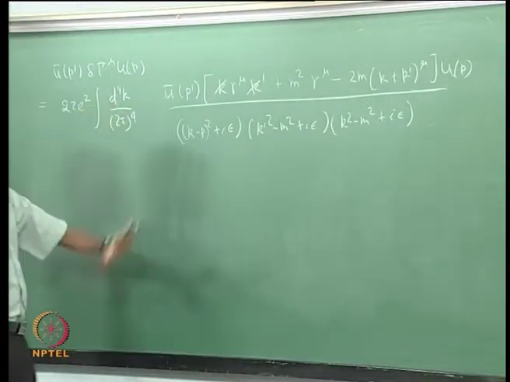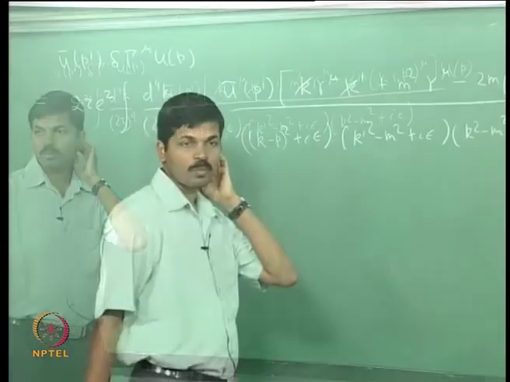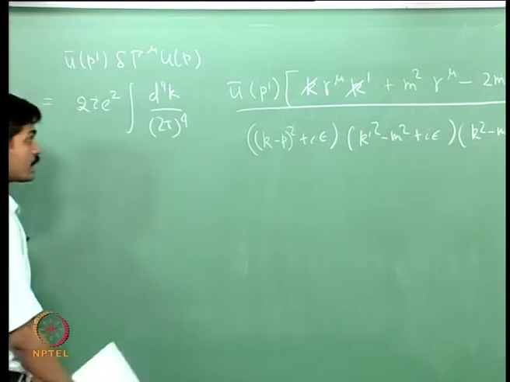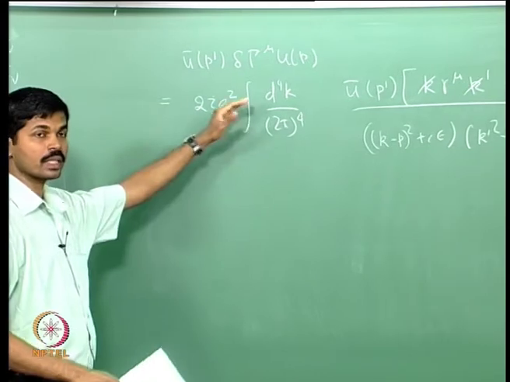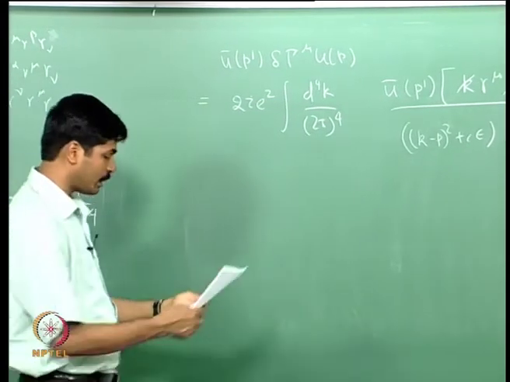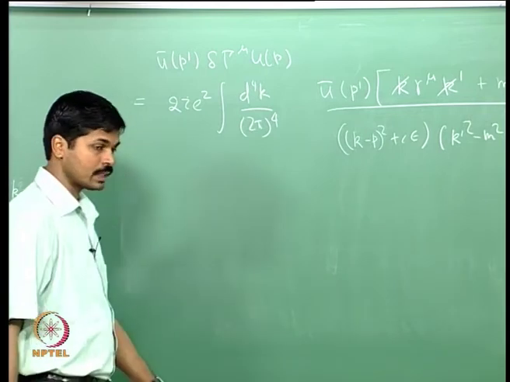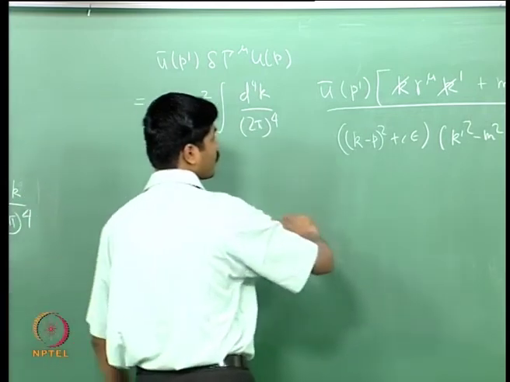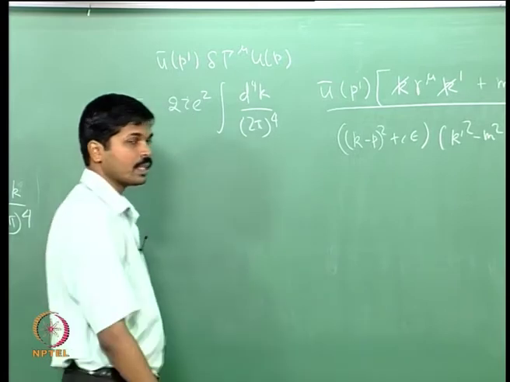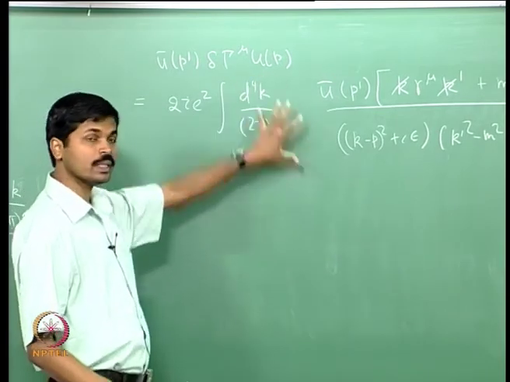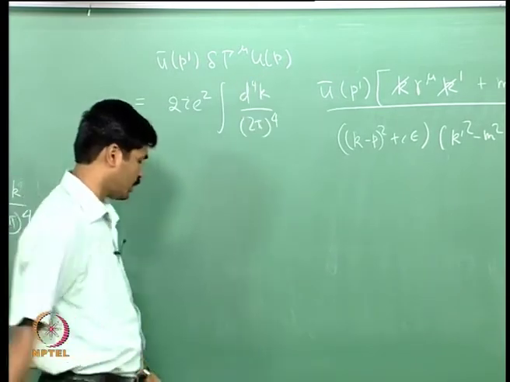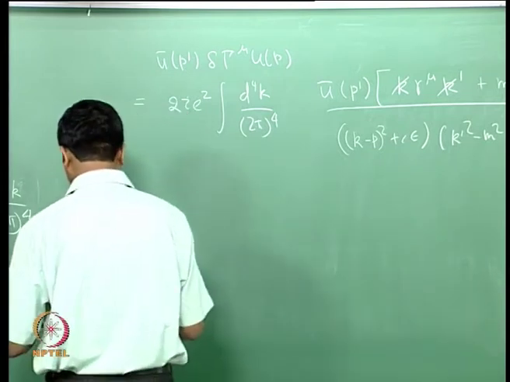Now you have to evaluate this integration. Okay. So how do you evaluate this integration? It is a horribly complicated expression. What we will use is what is known as the Feynman parameters. We will introduce the Feynman parameters. You will see how, and then we will carry out the d4k integration by that.